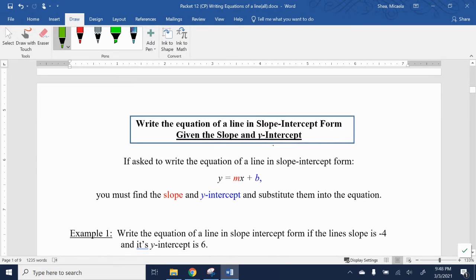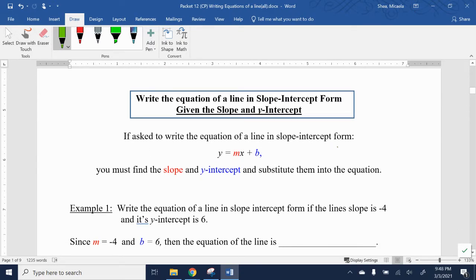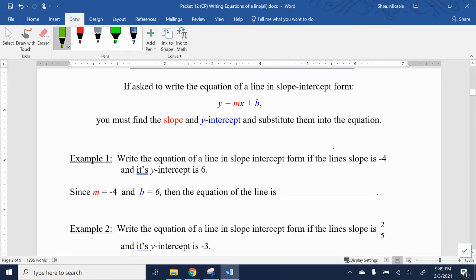So the first method of writing an equation today that we're going to be doing is when they give us directly the slope and the y-intercept, or the m and the b. Once we find the m and the b, then we're going to put them in.